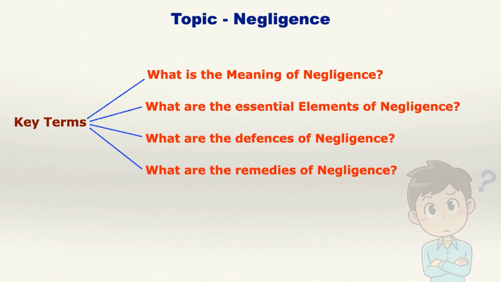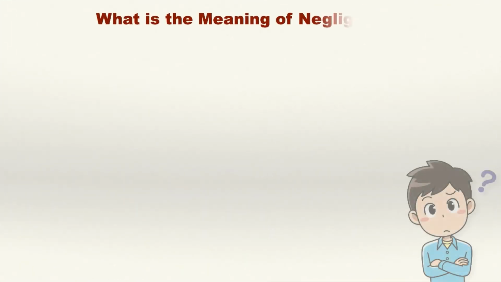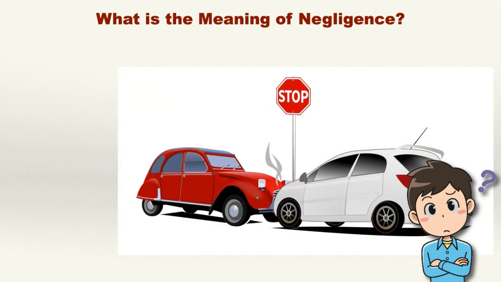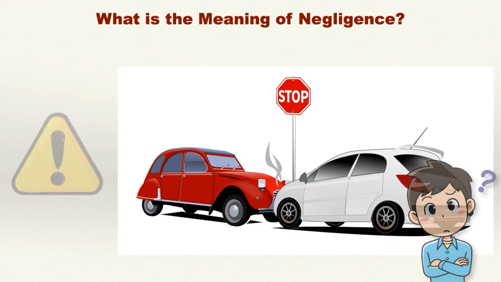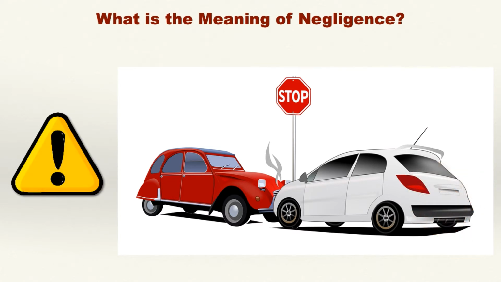Okay, so let's begin with the meaning of negligence. So what comes to mind when you think about negligence? It is something like you didn't pay attention, whether that act was intentional or negligent. In such a condition, both types of negligence are possible.